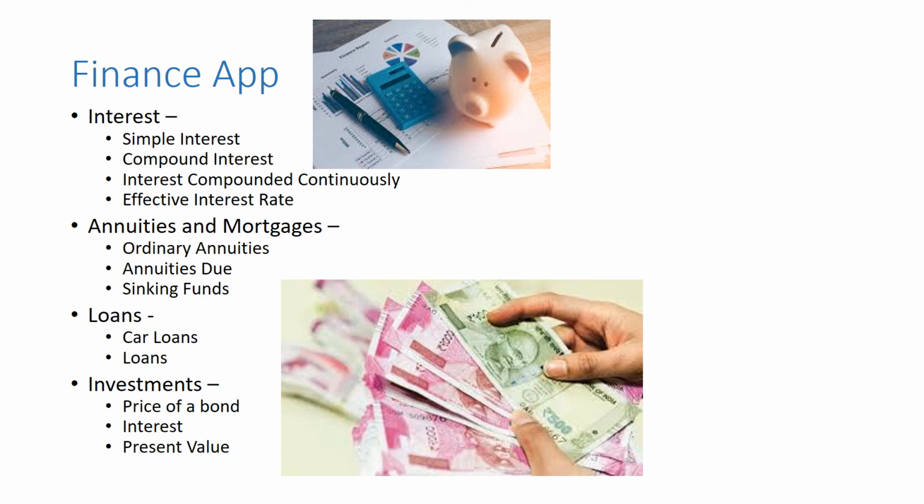The interest is how much you're going to pay someone for borrowing money, or how much more money you're going to end up paying. So the thing you buy is going to cost you so much, and you can calculate how much money you're spending on top of that. The annuities and mortgages is how much you're going to pay on monthly payments. And then your loans refers to how much you need to borrow.